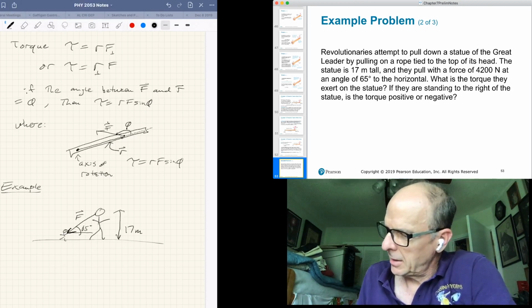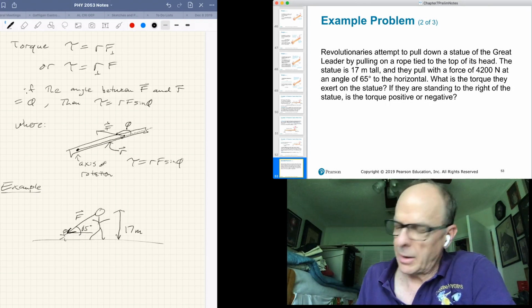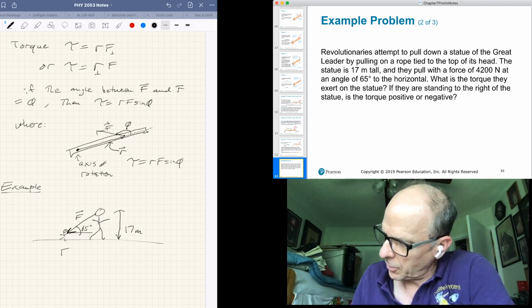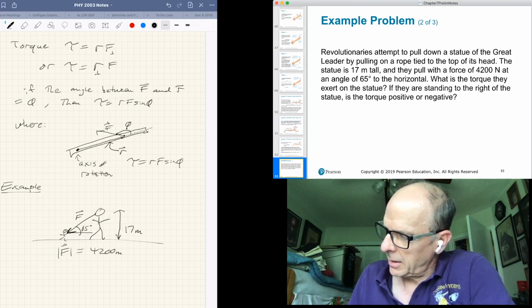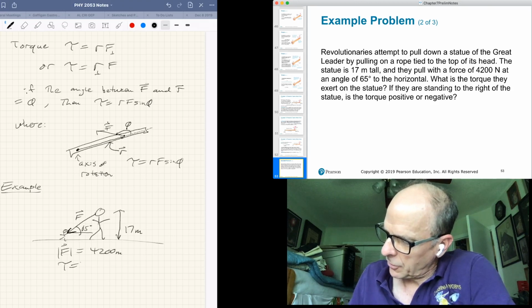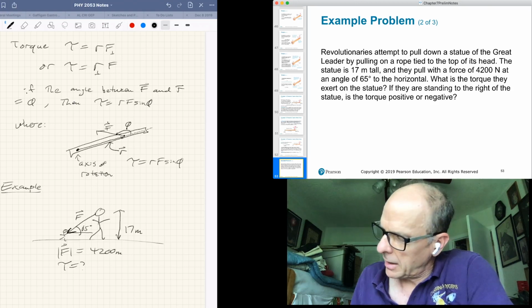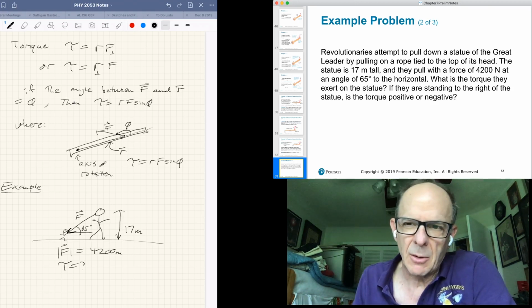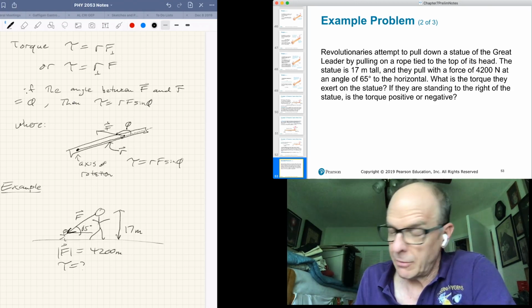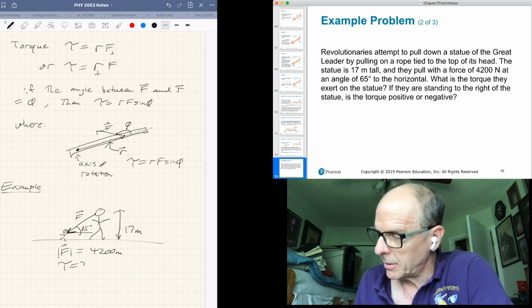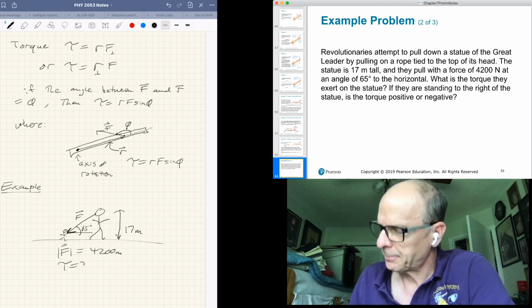We're told that the magnitude of that force is 4,200 newtons. The question is, what's the torque, and is it positive or negative? The question says they're standing to the right of the statue, and I drew them standing to the left, but we'll worry about that when we get to part B.